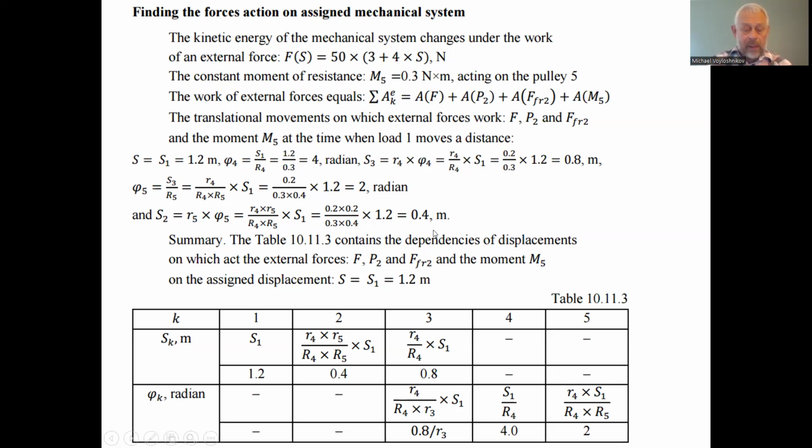Somewhere we have this in table 10.11.3, which contains the dependency of displacement on which the external forces act: the force applied to the first load, the weight force of the second load in the projection on the direction of its motion, the friction force of the second load, and the resistance moment of the fifth pulley on the assigned displacement. These are the magnitudes and equations also obtained previously.